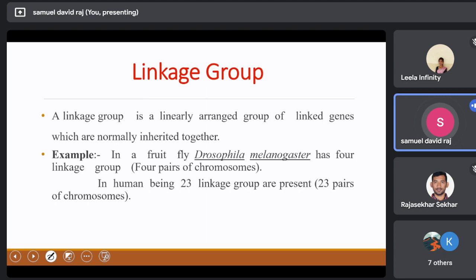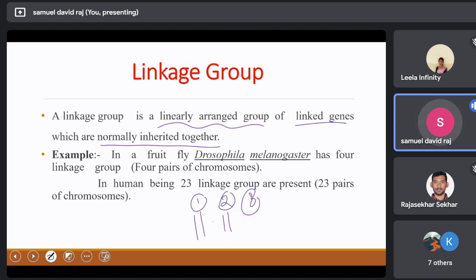Now, in some examinations, there is a question on linkage groups. So, what is a linkage group? Let's see. A linkage group is a linearly arranged group of linked genes which are normally inherited together. So, how many pairs of chromosomes do I have? 23 pairs of chromosomes. All human beings have 23 pairs of chromosomes.